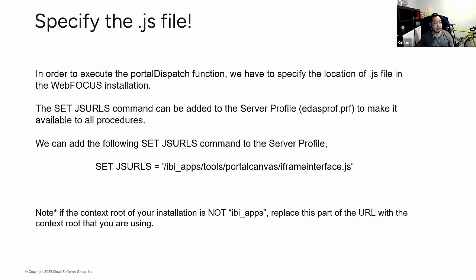But before we do that, what I like to do is specify the JS file, because if we don't specify this JS file, it won't run. It won't know where to find the portal dispatch function. It'll just error out, or it just won't work. So the first thing I always like to do is specify this set JS URL file, just so that it's set. You put it into your server profile and you don't have to worry about it. Just make sure that the syntax is correct, and I'll show you where to put that as well. And just to make sure all is well, if your context root is not IBIApps, you just have to edit the URL to make sure it's pointing to your own installation.